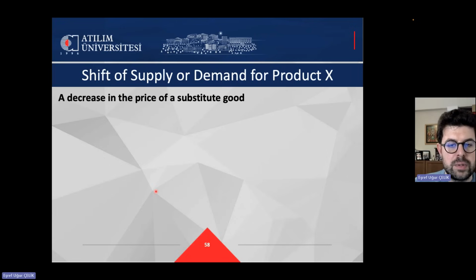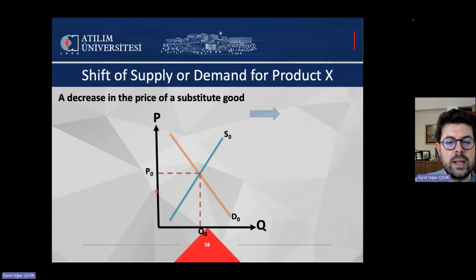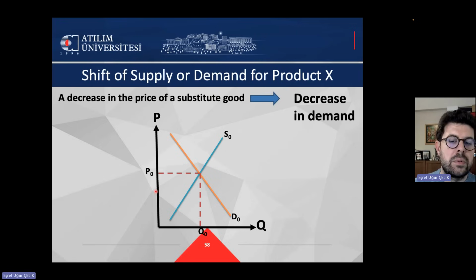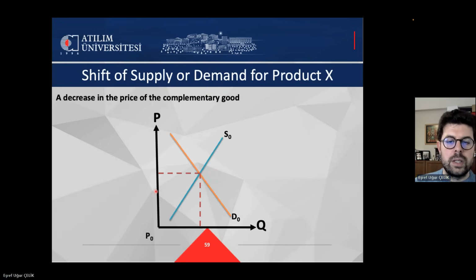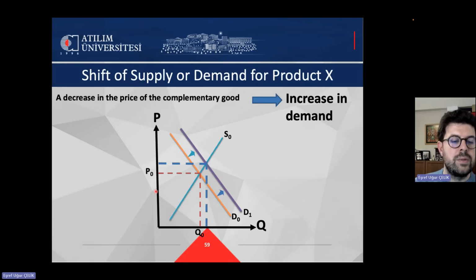This time, let's ask about substitute goods. The relationship is the same for substitute goods. So when the price of a substitute good becomes lower, the demand becomes lower. So the demand curve is shifting to the left. When the demand curve is shifting to the left, the price and quantity become lower, as you see on the graph. In complementary goods, we see the negative relationship. So when the price of a complementary good becomes lower, the demand becomes higher. So the demand curve is shifting to the right, and the price and quantity become higher.